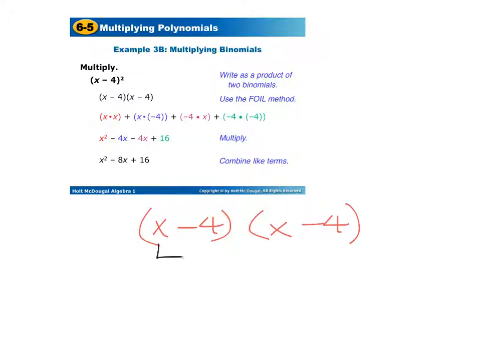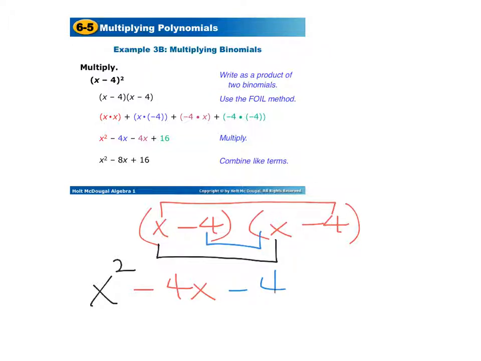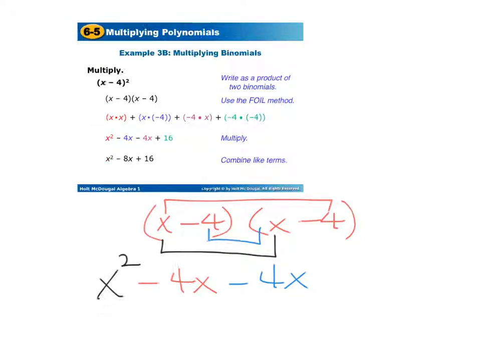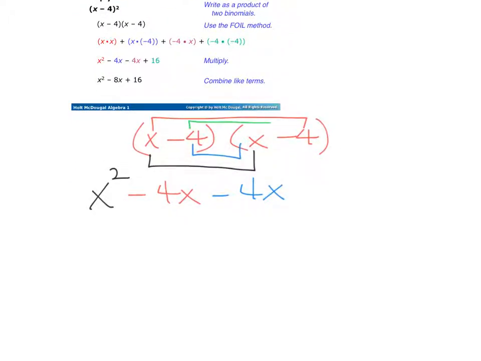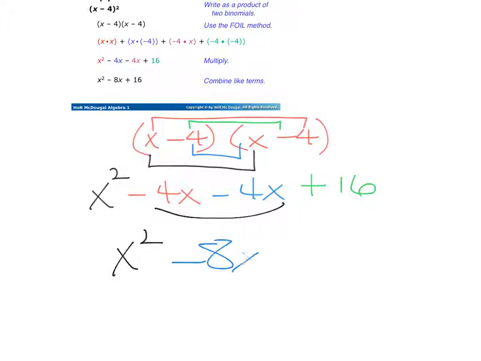So when I go to do here, I'm going to go, the first is x squared. My outside terms gives me negative 4x. My inside terms give me negative 4x. And then finally, my last is going to be negative 4 times negative 4, which gives me positive 16. I'm going to add my middle terms. So my first term, my x squared, drops. My middle term now becomes negative 8x. And then I drop in my last term, nothing to group with it. And that is multiplying a binomial squared.